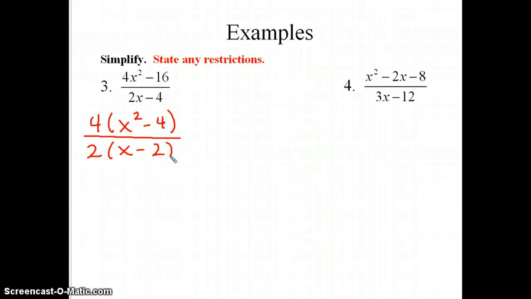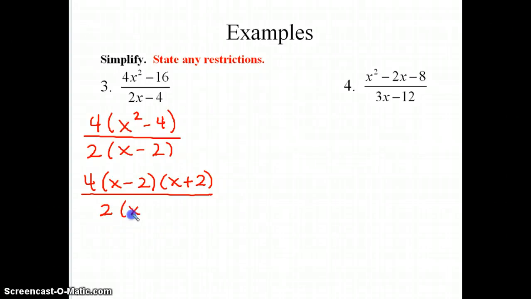I note that in the numerator I have a difference of 2 squares in the parentheses, so I will factor that, x minus 2, x plus 2, and in the denominator I'll copy the complete denominator, 2 times the quantity x minus 2. I will look for my restrictions at this time. My restriction will be x cannot equal 2, and now I will cancel.